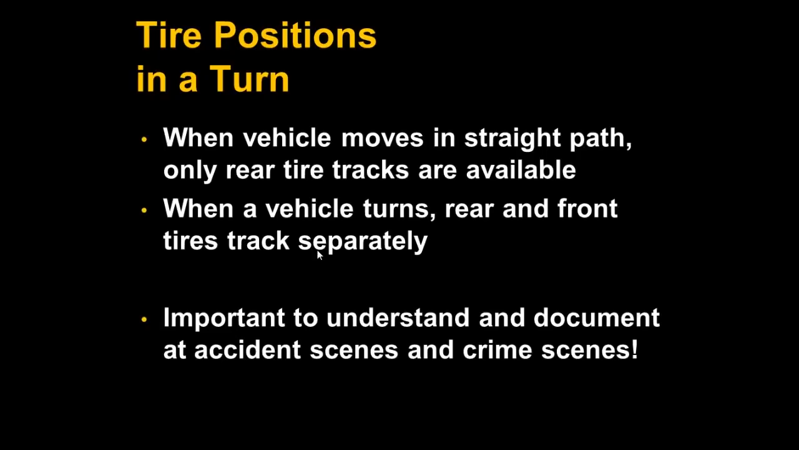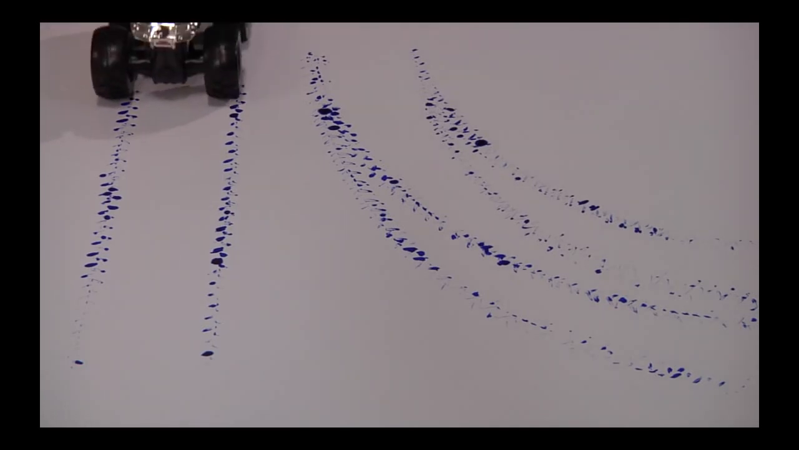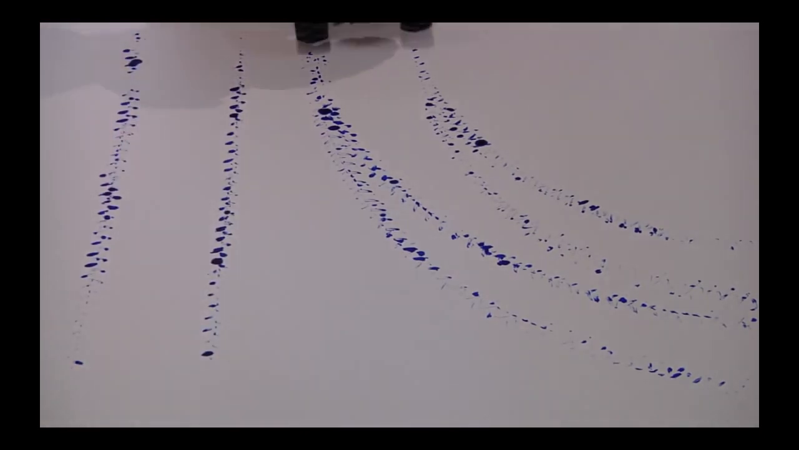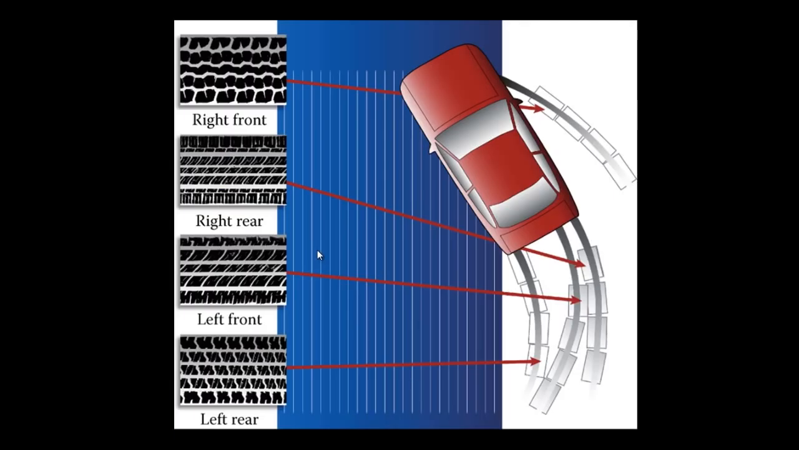The last important thing to document from tire track evidence is tire positions. Tire positions can only be documented for turning vehicles because that's when you'll see all four tire tracks. When a vehicle moves in a straight path, only the rear tire tracks are available. When a vehicle turns, the rear and front tires track separately. Here is another image of tire positions from a turning vehicle. You can clearly see that all four tire tracks are visible when a vehicle is turning.